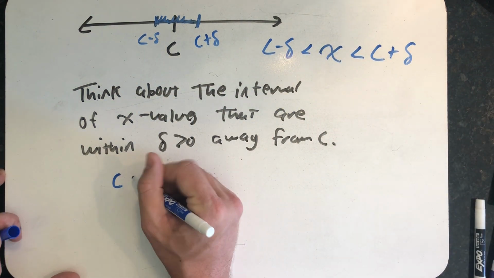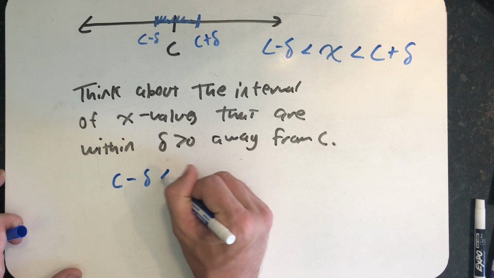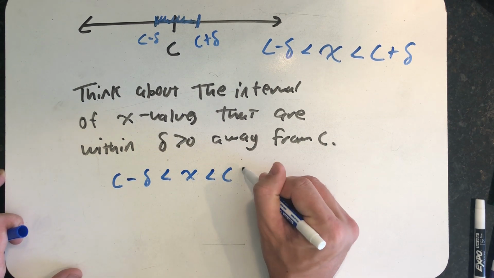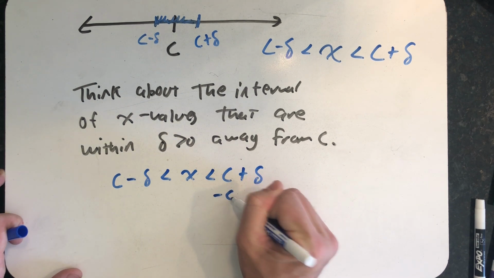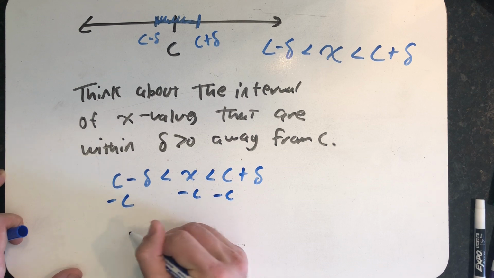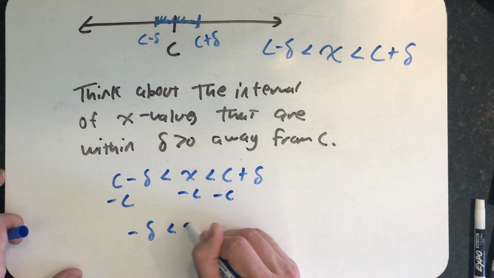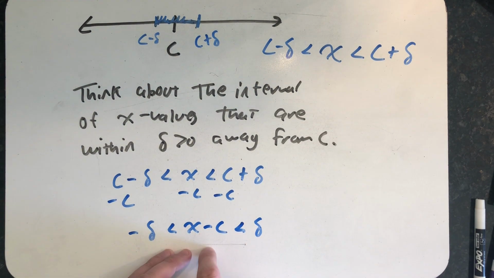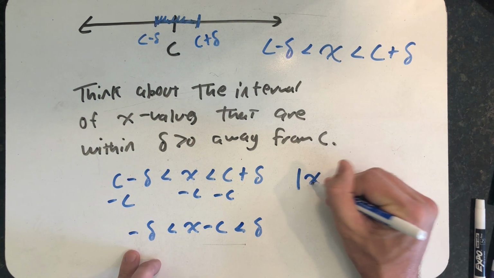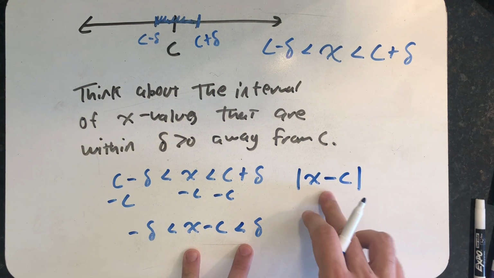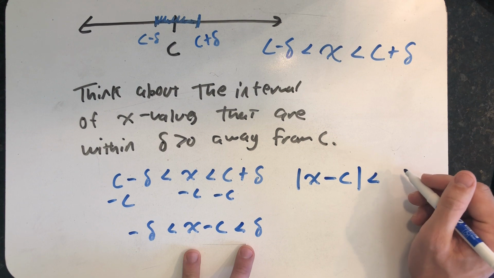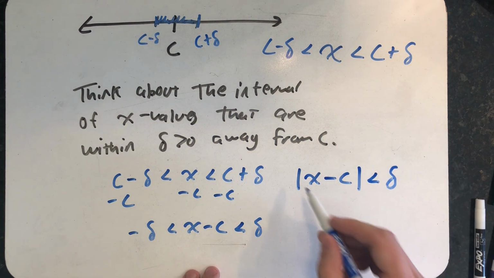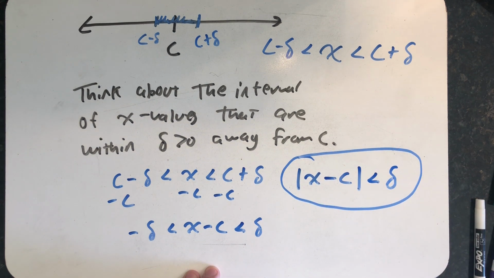So let's look at that inequality just a little bit and see if I can write it down in a more convenient fashion. I'm going to do an old inequality trick and take away c from all three parts. Another way of saying this would be to say the difference between x and c is between delta and minus delta. And this reminds me that if I satisfy that, I'm really talking about the absolute value of x minus c. I'm telling you the absolute value of x minus c has to be less than delta. And that's going to be the most convenient way of writing that down.